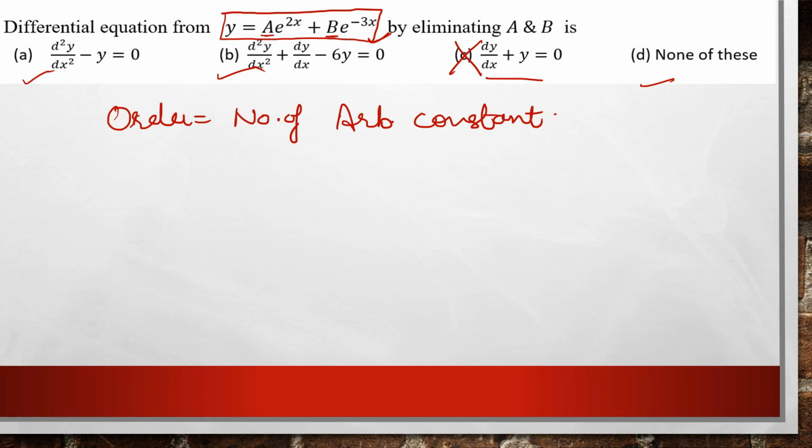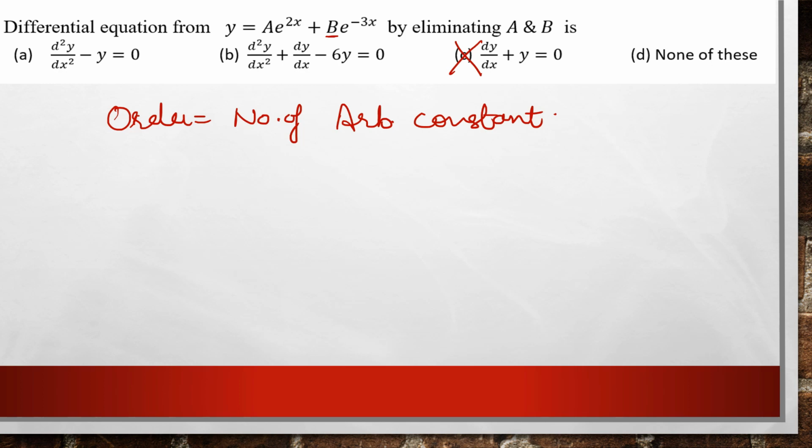Now one method is to eliminate A and B by differentiating this equation 2 times. But another method which you can use for MCQ questions is to differentiate this y, find the values of these derivatives, and substitute the values to check which differential equation is satisfied by this y. That will be your correct answer.